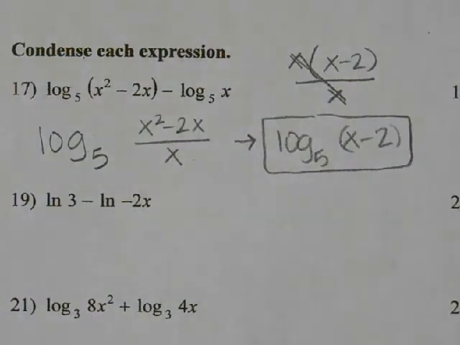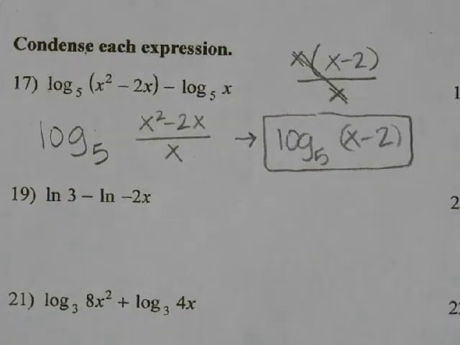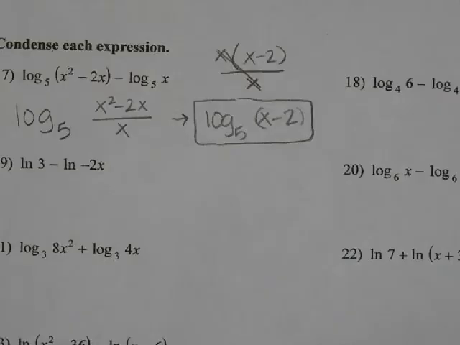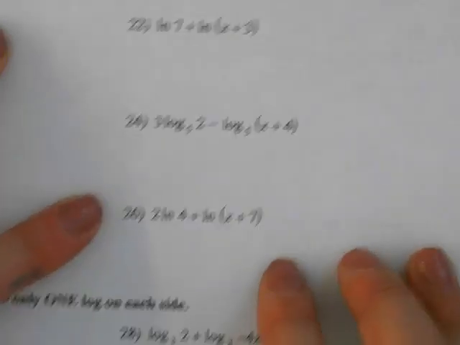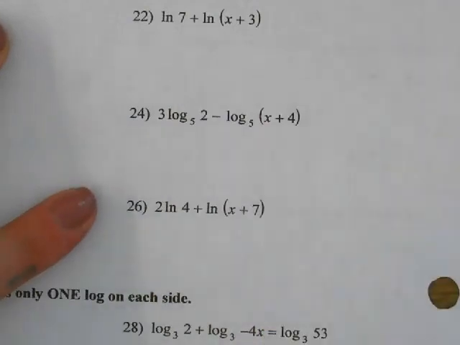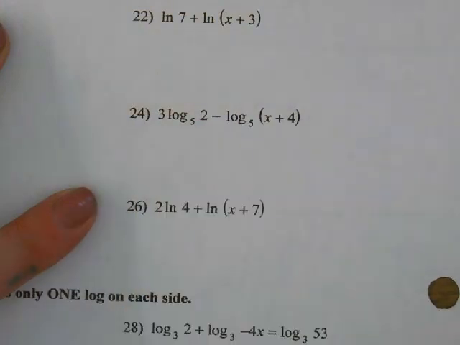All right, is there any problem on there that, when you look at it, you don't like the way it looks? 24? Yeah. We don't like 24. What do we not like about 24? Is it the 3 and the 2? There's so many numbers. Just lots of things going on.